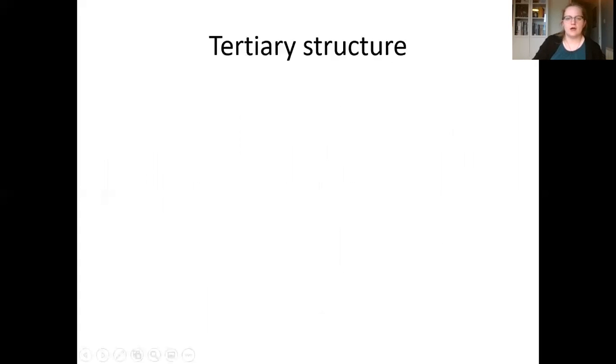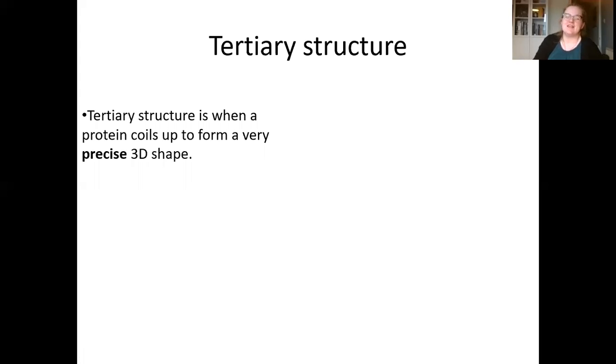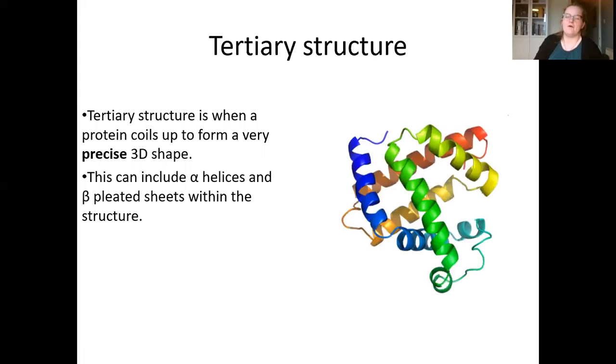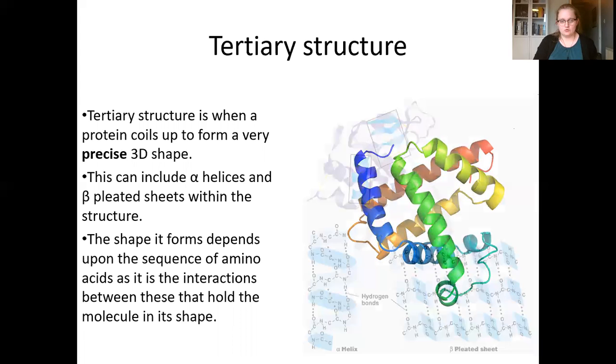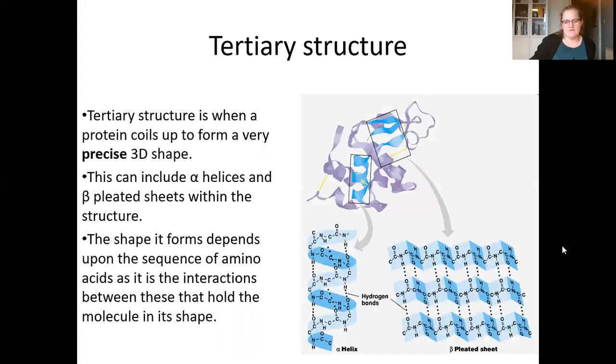So let's have a look at our tertiary structure. The tertiary structure is when our protein is going to coil up to form those precise 3D shapes. These include alpha helixes and our beta pleated sheets, and the shape it forms depends, like we've already said, upon that sequence of amino acids, as it's the interactions that are held between them. This area would be our tertiary structure, and this is showing that some areas are made up of alpha helix and some areas are made up of beta pleated.